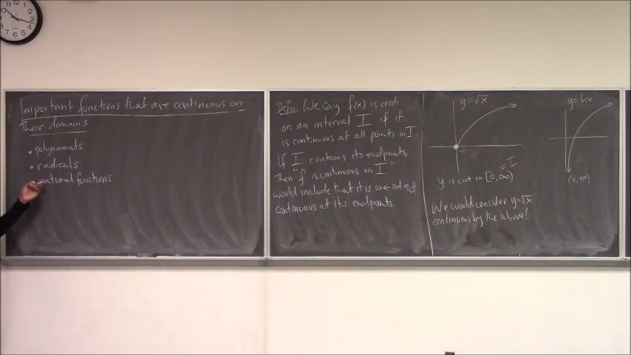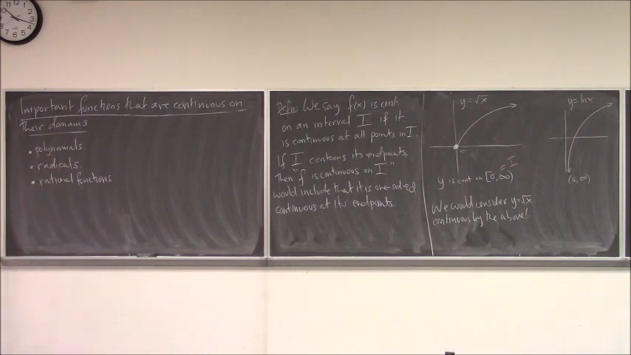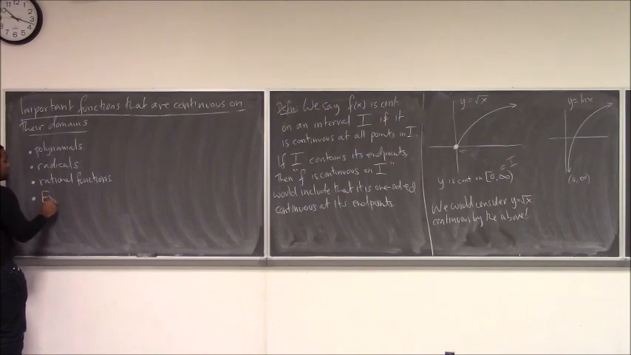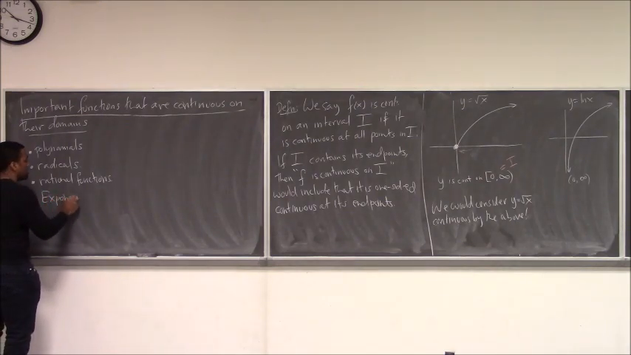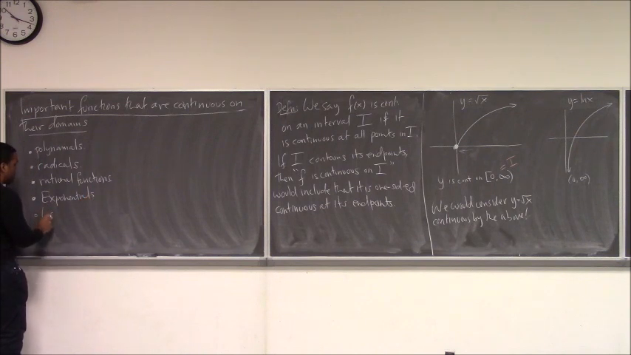And those are just ratios of polynomials. 1 minus x squared all over 2x plus 3, for example, is a rational function. These are all continuous on their domain. We also have the exponential functions, which are continuous on their domain. Logarithmic functions are continuous on their domain.